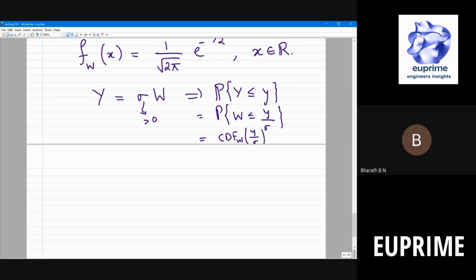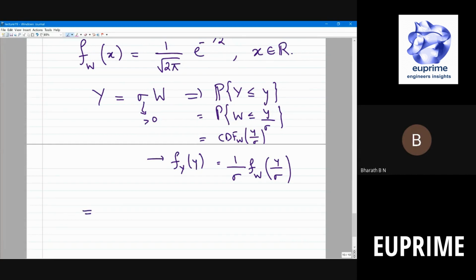And if you take the derivative, what do you get? The PDF of W. What will be the PDF of this thing? It will be the same as the PDF of W, but you have to scale y by sigma. It's 1 by sigma times the density of W at y by sigma. This is the density, right? If I take the derivative of some function of y by sigma, it's 1 by sigma times the derivative of that function of y by sigma.